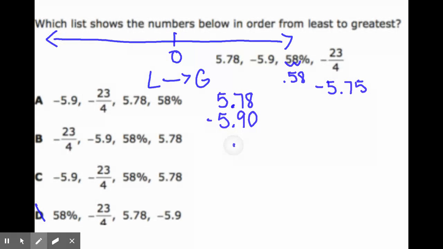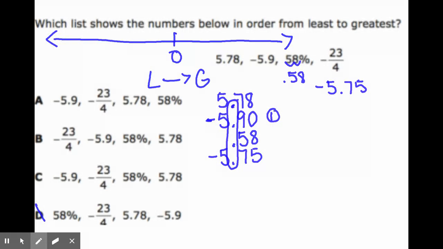Our next number is 0.58. And then our last one is negative 5 and 75 hundredths. So you can see all of my decimals are lined up, so I know my numbers are lined up with place value. Again, least to greatest means we're going to start with the largest negative number, and we're going to go to the largest positive number. So I have two negative numbers. I have negative 5 and 90 hundredths and negative 5 and 75 hundredths. Well, I know that 90 is greater than 75, so this would actually be our first number.